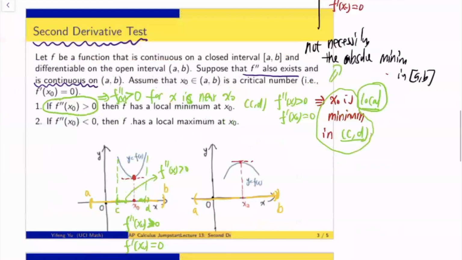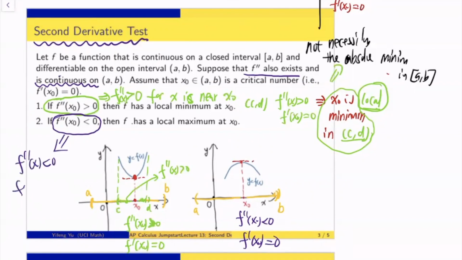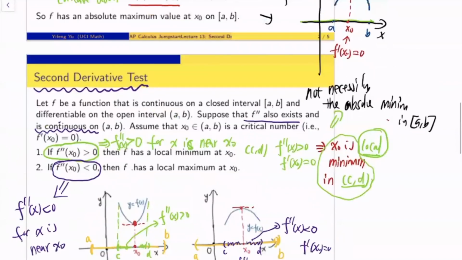It's a local minimum. And similarly, for the other one, if I know the second derivative of this one is less than 0, the first derivative is 0, and because it's continuous, I get the second derivative less than 0 for x near this x0. Say I have C and D nearest to it. In this range, I get the second derivative less than 0. Combined with the first derivative being 0, we have this situation.